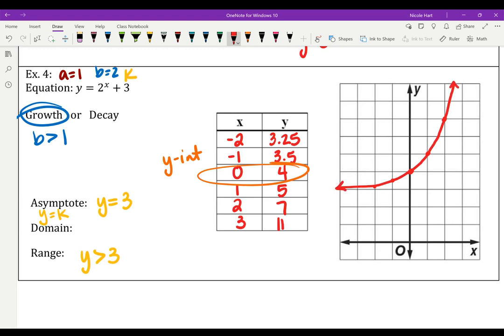So this looks very different. Our horizontal asymptote is at 3. So it has shifted up a little bit. And so has our y-intercept. There we go. Sorry for the yawn. Oh, our domain, of course, is going to be all real numbers.